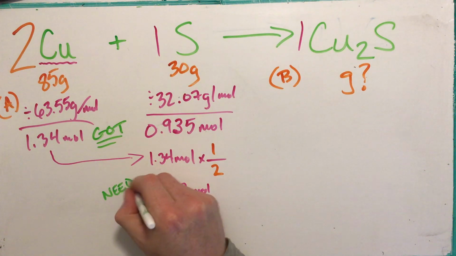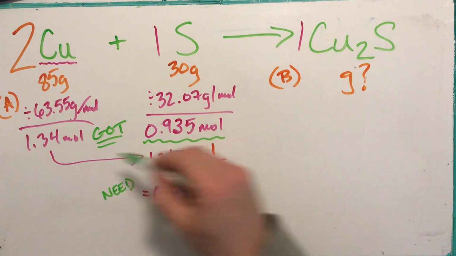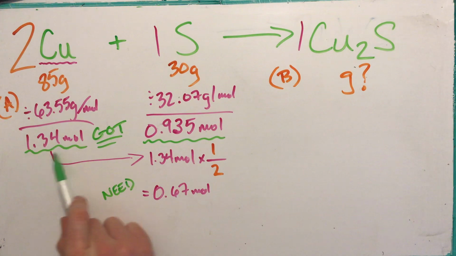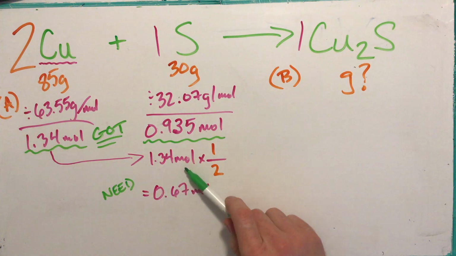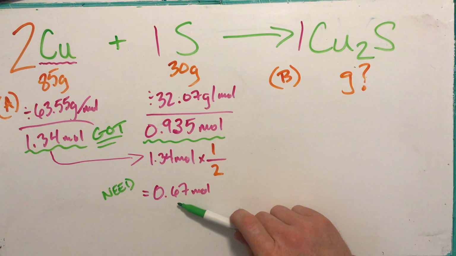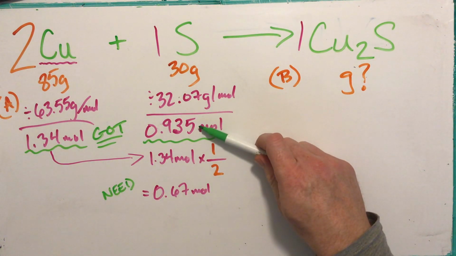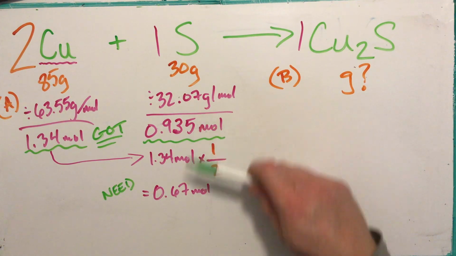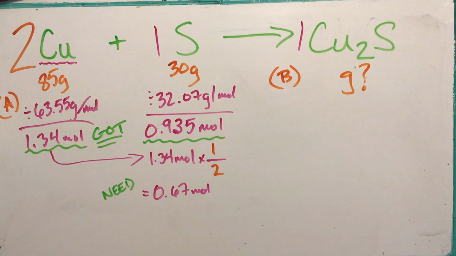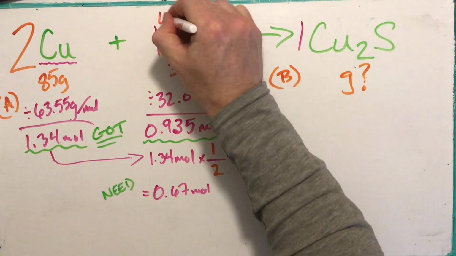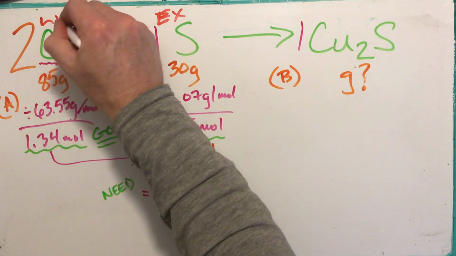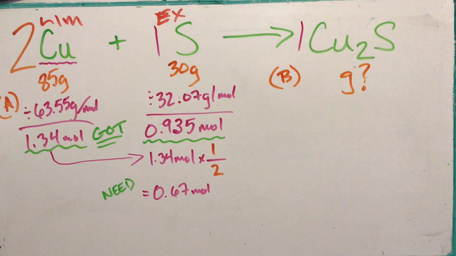This is what I need. All right? I've got this and I've got this. To burn off all of my copper, and I have 1.34 moles of it, to burn off all of those 1.34 moles of copper, I need 0.67 moles of sulfur. Well, I got 0.935. I've got way more than I need. So that means this is my excess reagent. That E came out very bad. I apologize for that. And this is my limiting reagent, the copper.